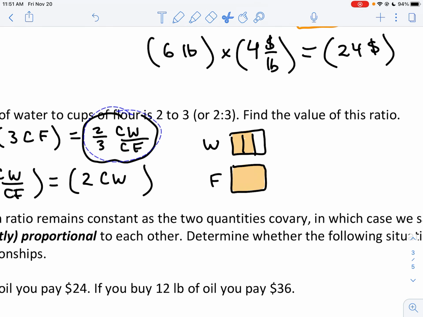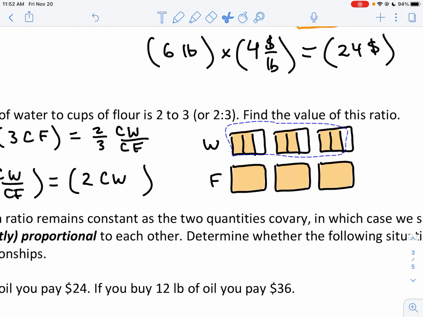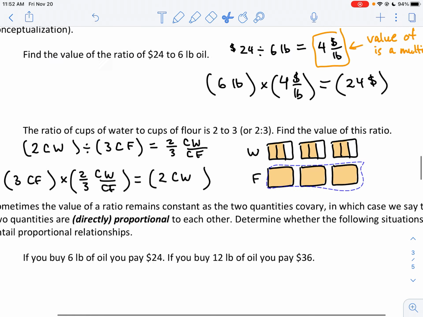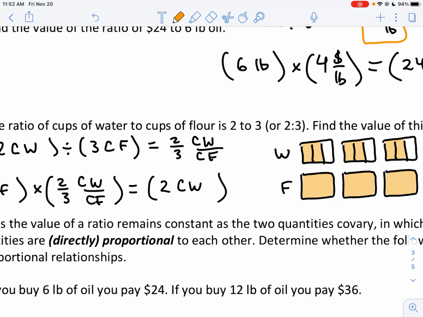So when you see this expression right here, this is saying 2/3 cups of water for every cup of flour. And then of course, if you were to triple this, so that we had 3 cups of flour, you can see that when you combine these portions, or take this one here and split it up and fill in that empty spot and that empty spot, you would see that you would have 2 complete cups of water corresponding to 3 cups of flour. But anyway, the value of the ratio, the answer to this question, was right here.